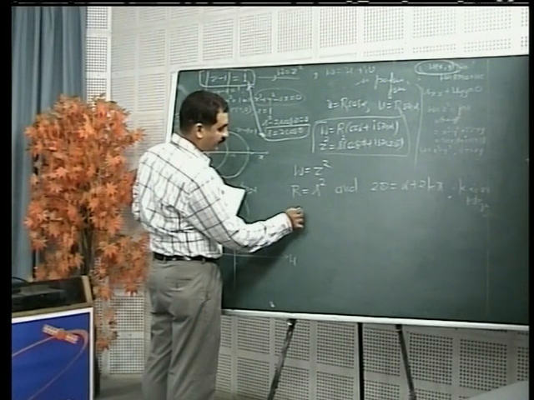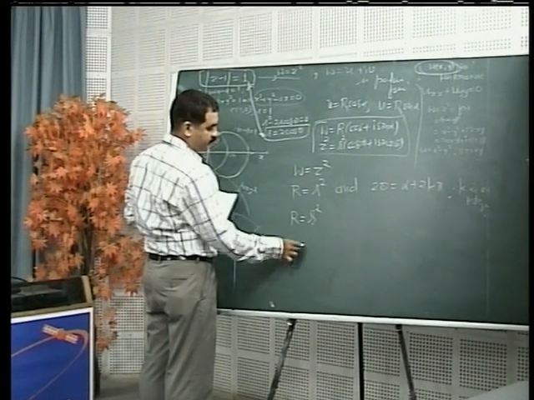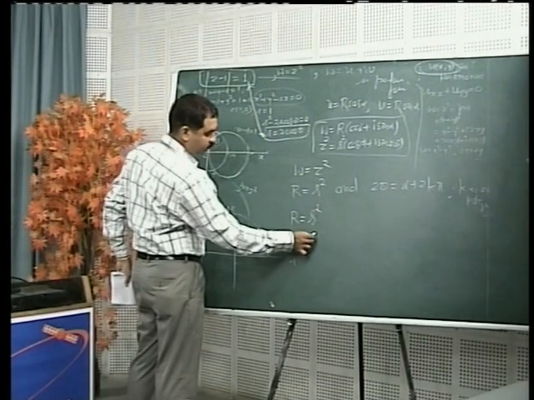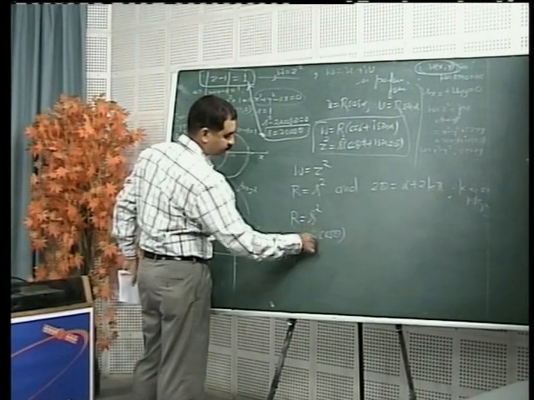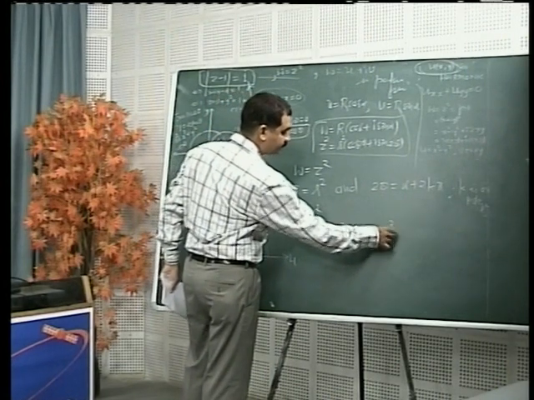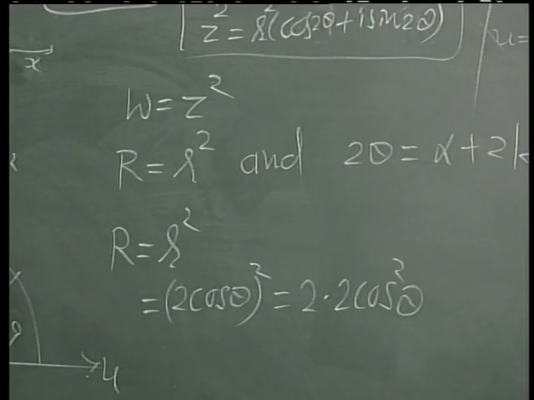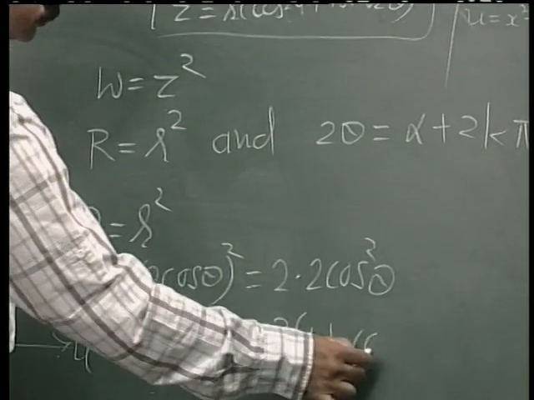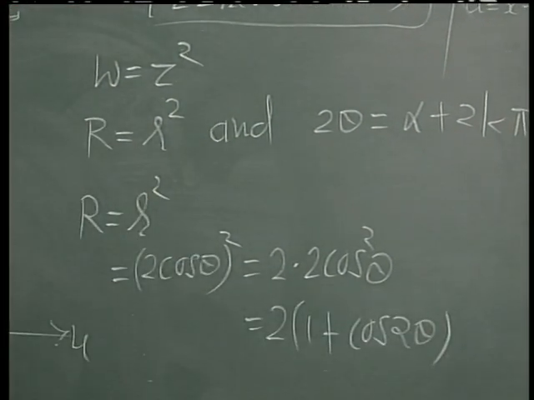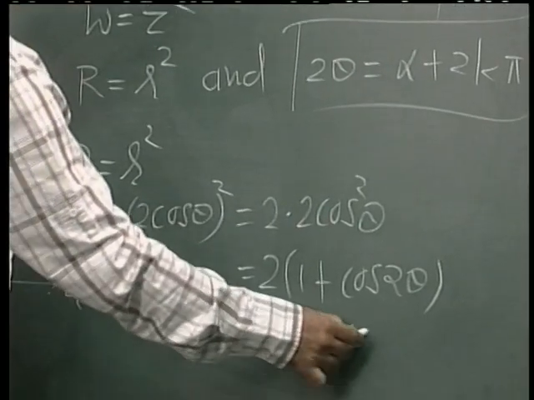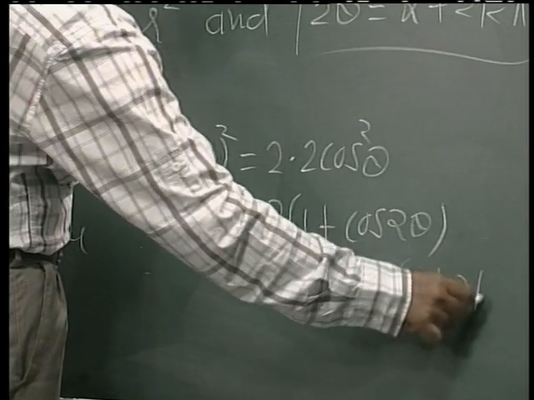So R equals r squared, and what is r? It is 2 cos theta. So this is (2 cos theta) squared, which is 4 cos squared theta, the same as 2 into 2 cos squared theta. Now the formula of 2 cos squared theta is 1 plus cos 2 theta, and 2 theta is 2k pi plus alpha. So it becomes 2 into (1 plus cos(alpha plus 2k pi)).